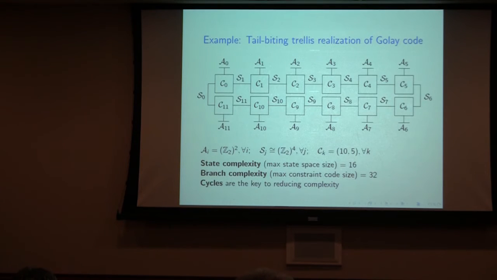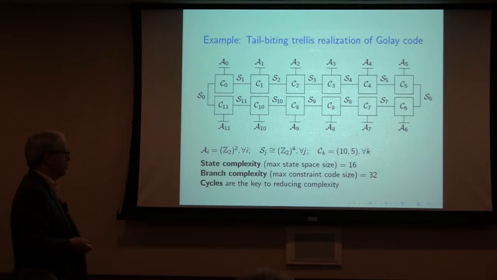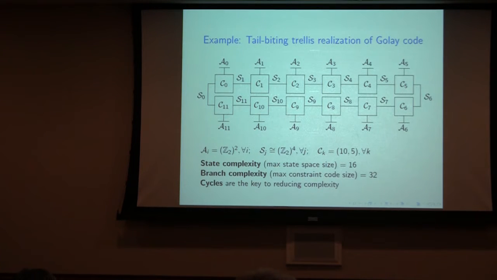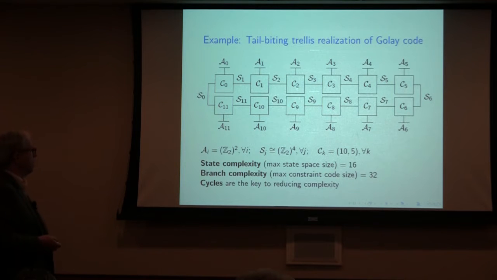All right. But can we do better by going to a cyclic representation, some graph that has a cycle in it? And yes, we can. This is a so-called tail-biting trellis realization of the same code, the Golay code, on a graph which is a single cycle, the simplest possible cyclic graph.